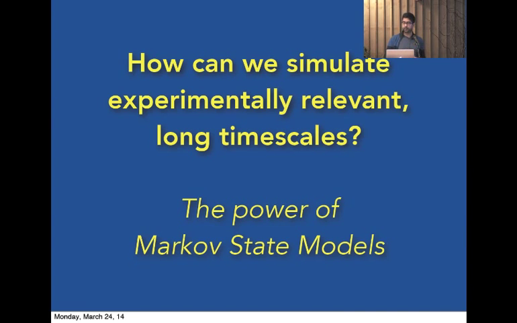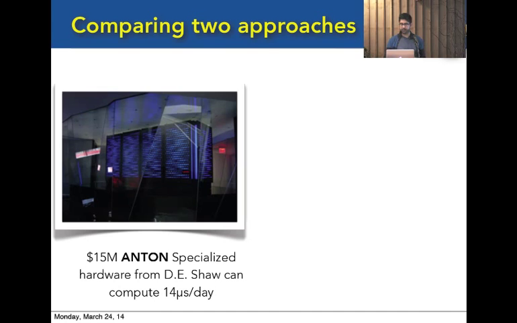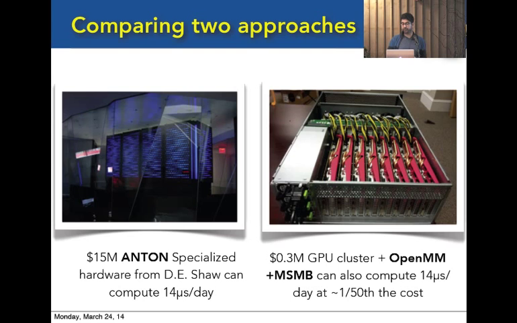This is where Markov state models come in. To give you a sense of things, I want to compare two approaches that you may have heard of. One is the Anton supercomputer approach. The appealing thing about Anton is that it can generate 14 microseconds a day of molecular dynamics, in one long trajectory, so it's really quite impressive. But on the surface, you might think you could do that with a GPU cluster. I just mentioned that we can do about 100 nanoseconds a day, so if we have 140 GPUs, that's 14 microseconds a day as well.